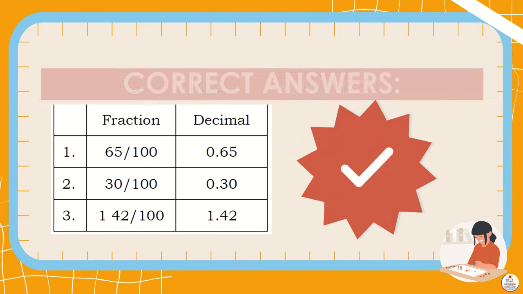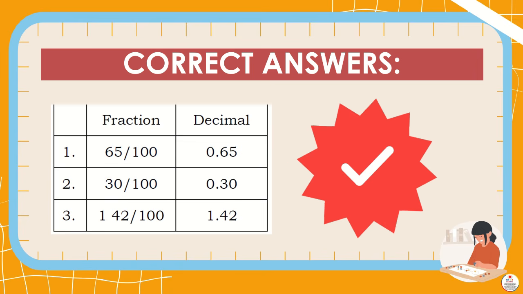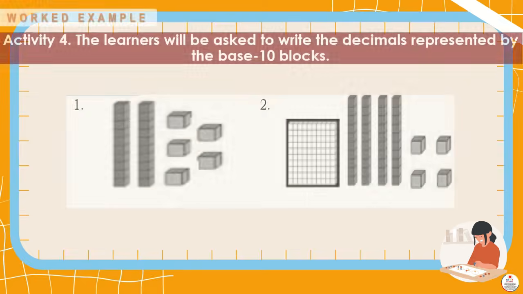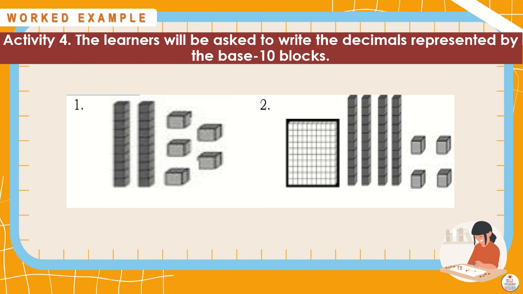Here are the correct answers. For number 1, for fraction, 65 hundredths. Decimal, 0.65. 2, 30 hundredths, 0.30. Number 3, 1 and 42 hundredths, 1.42. Write the decimals represented by the base 10 blocks.